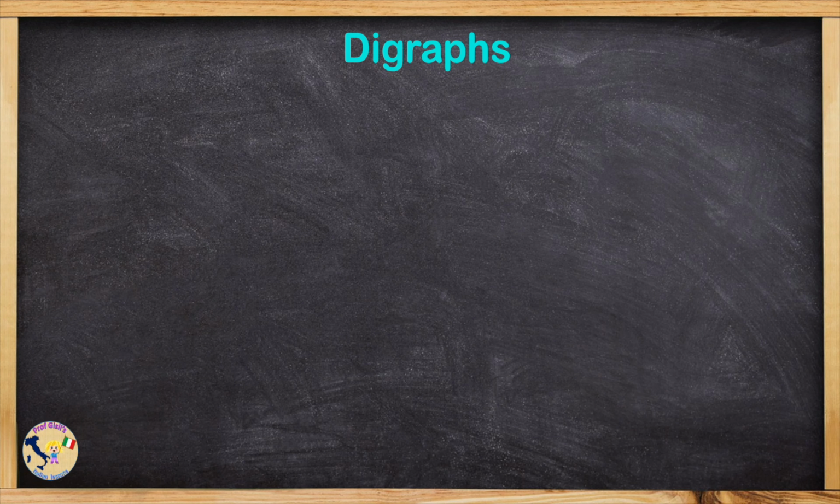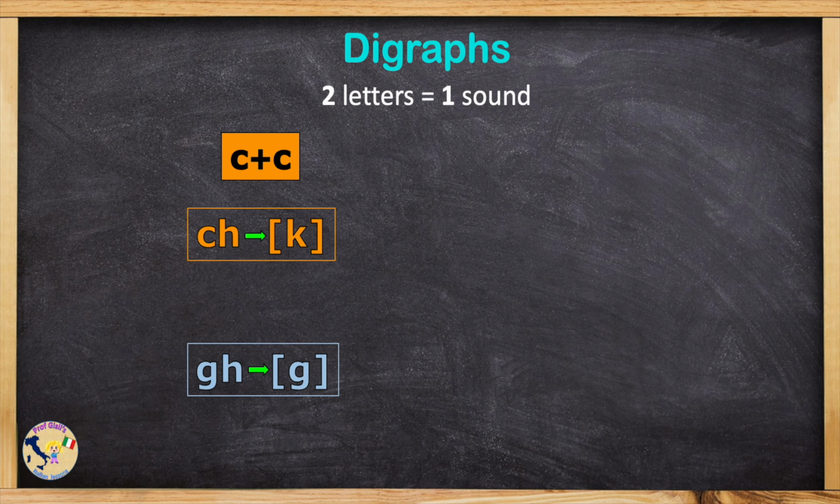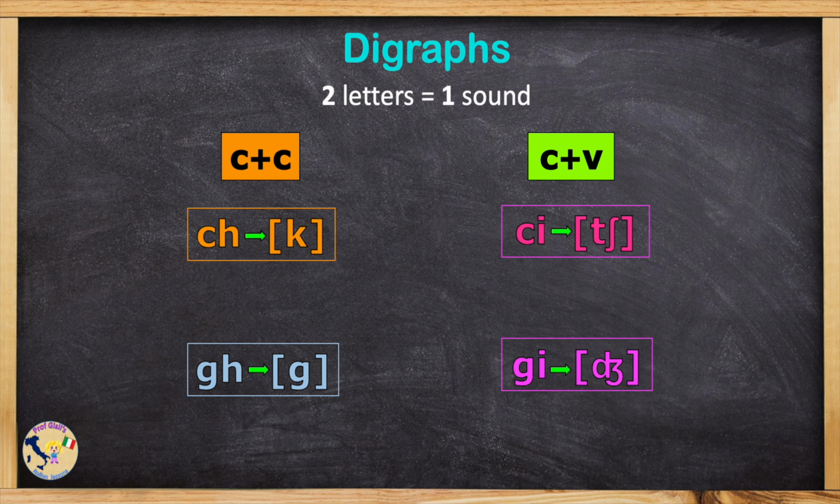In earlier lessons, we have seen that some consonants change sound depending on the vowels that follow them, and that they do so by pairing with other letters and by forming clusters called digraphs, where two letters represent one sound. We have identified two types of digraphs: the ones formed by two consonants, as CH and GH, representing sounds K and G, and those formed by one consonant and one vowel, as CE and GE, representing sounds Ch and J.